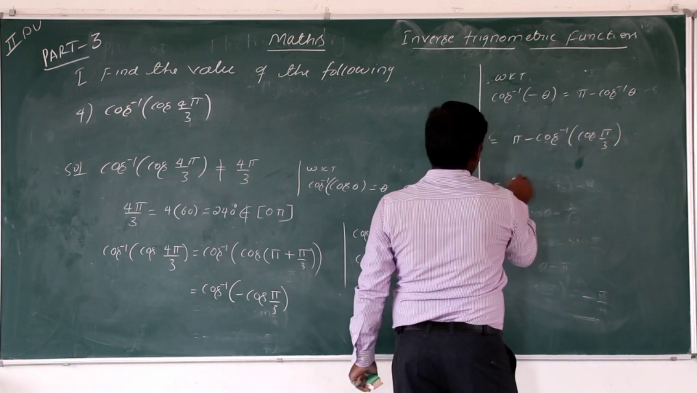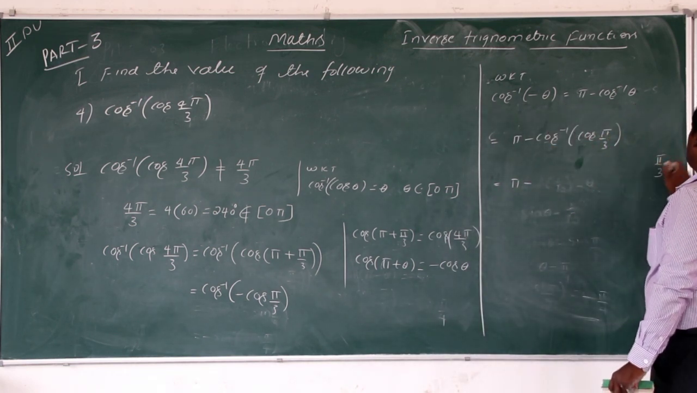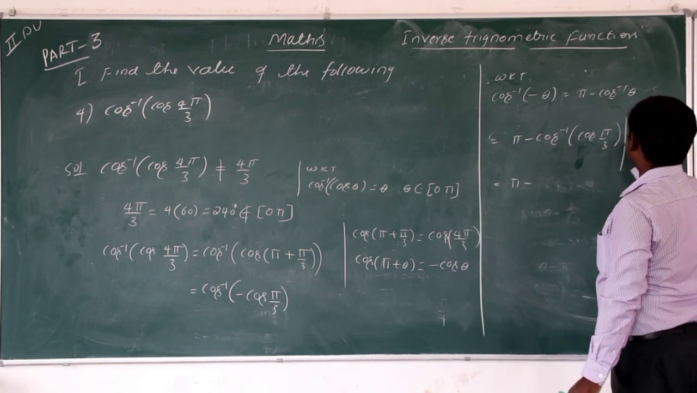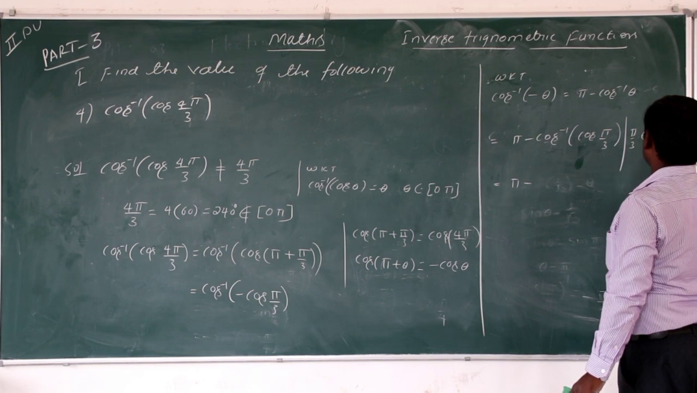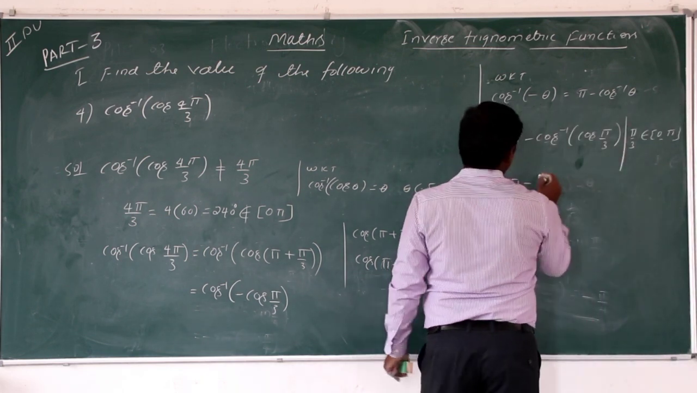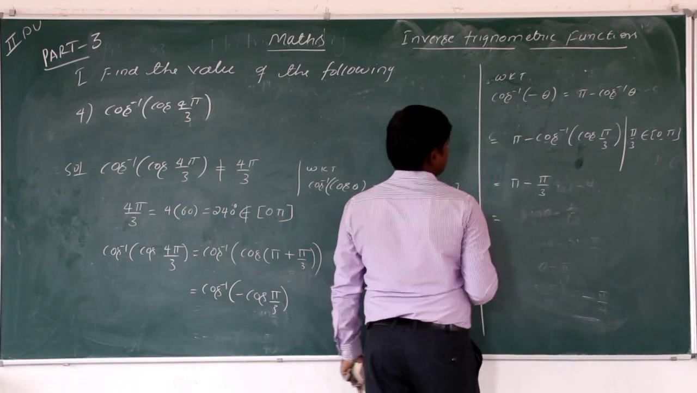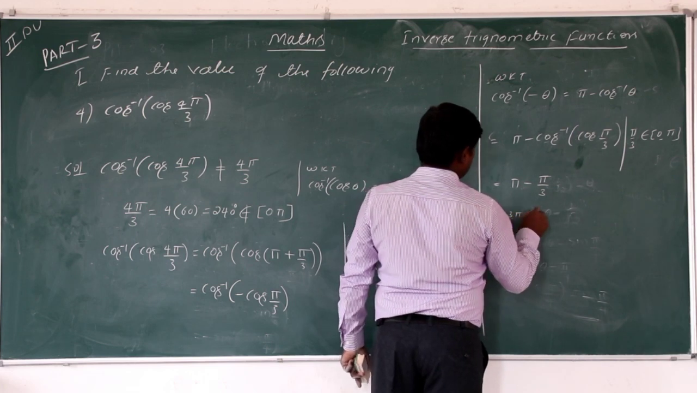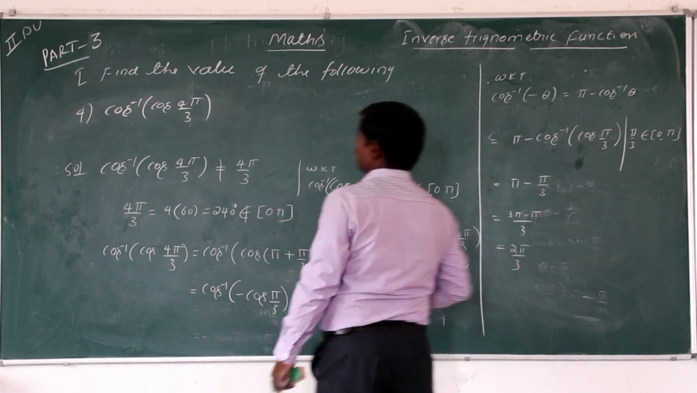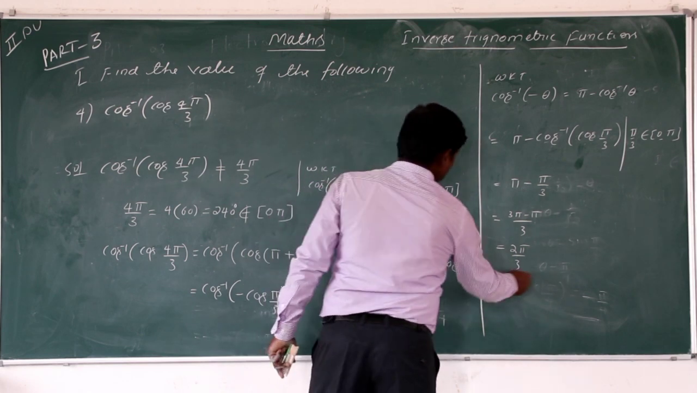Now observe cos inverse of cos pi by 3. Pi by 3 belongs to the interval 0 to pi, so cos inverse of cos pi by 3 is equal to pi by 3. Therefore it is equal to pi minus pi by 3, which is 2 pi by 3. So the value of cos inverse of cos 4 pi by 3 is 2 pi by 3.